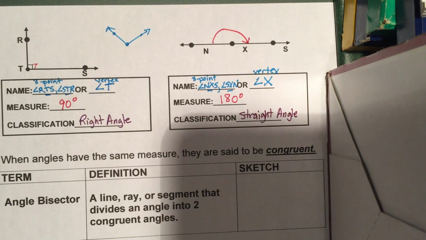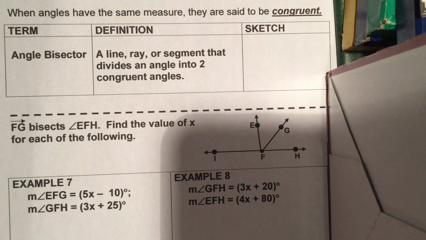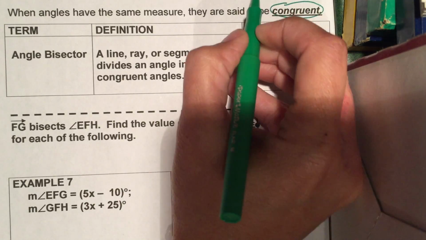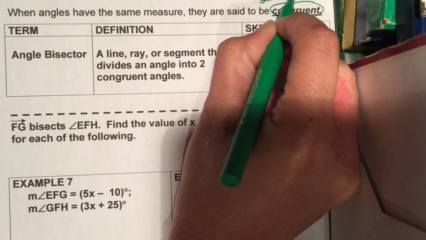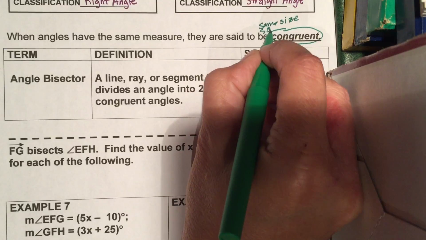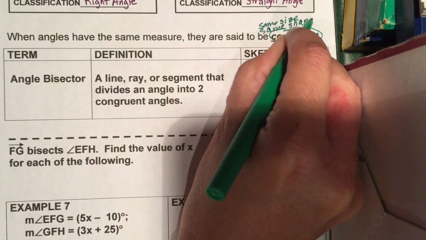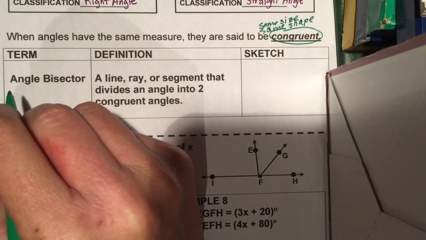All right, so let's look down here at angle bisector. Now, when two angles have the same measure, they're said to be congruent. And we've talked about congruent. Congruent is same size, okay? Congruent is same size and same shape. So that means not only is it the same size, it's the exact same shape.